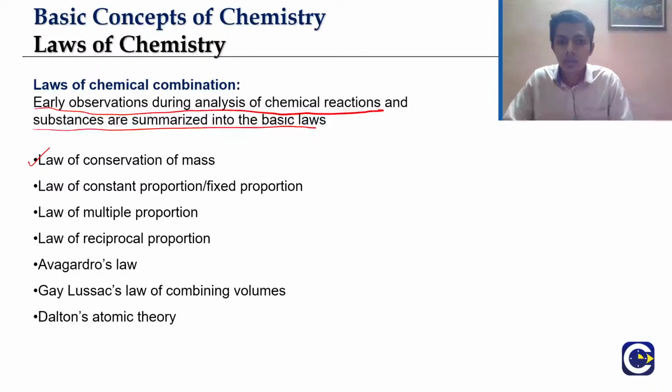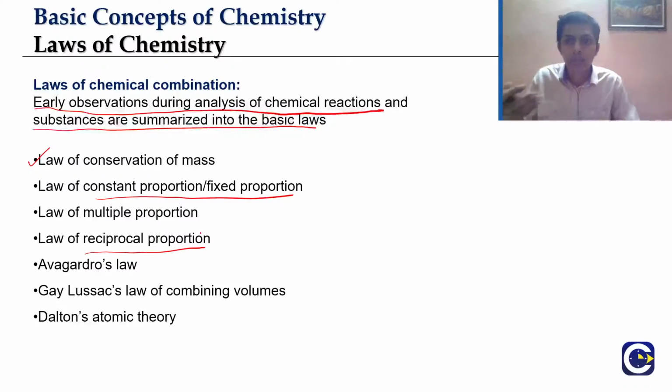Second one, law of constant proportion or fixed proportion. That means in every molecule, the atoms mix together to form the molecule in a fixed proportion. That's what law of constant proportion or fixed proportion means. Then there is law of multiple proportion, which I'll explain in the next class. Law of reciprocal proportion, again we'll look at it in the next class. Then Avogadro's law, Gay-Lussac's law of combining volumes, Dalton's atomic theory.